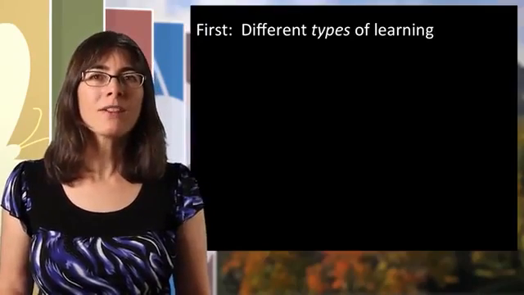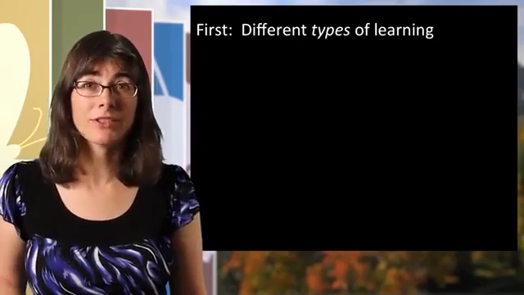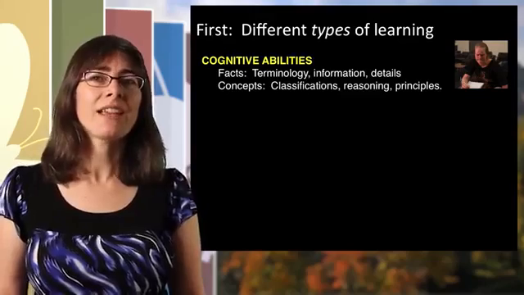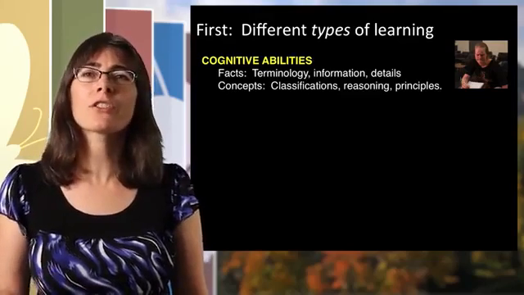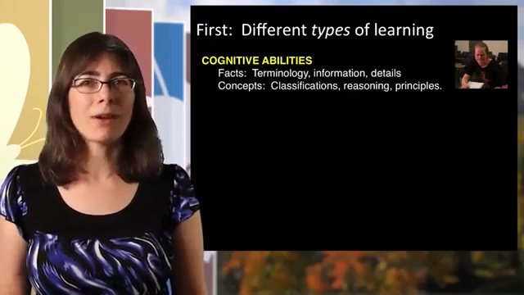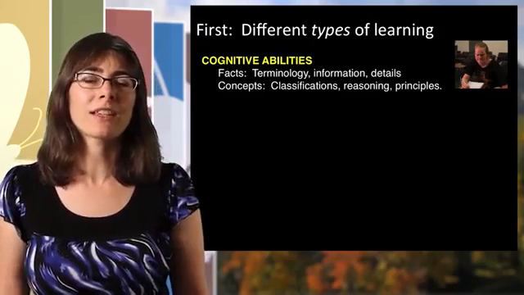So I'll give you my idea of mapping. One of the first things I want to think about is what types of learning I want my students to have. So one type is just cognitive abilities, facts and concepts. Do they know the terminology and the details? Can they classify and reason about the concepts? So that's the more traditional part of learning that we think about.